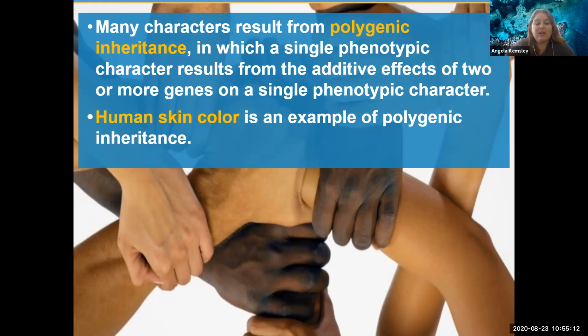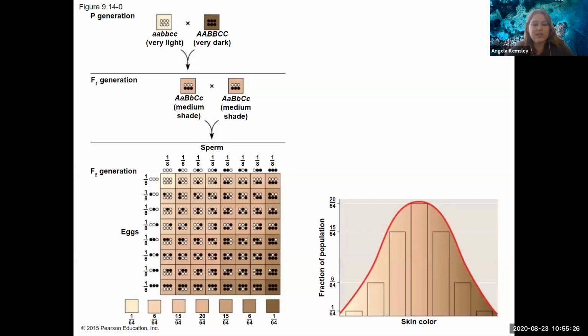Human skin color is actually controlled by a lot of different genes, which is why there's such a large variation in human skin color, because it's controlled by so many different genes, and there are so many different options for those genes to show. If you take a look here, you could do a really complicated cross, but this is mainly just to show you that there are so many different genes that affect skin color that it has all of these really different, beautiful options that we can show.